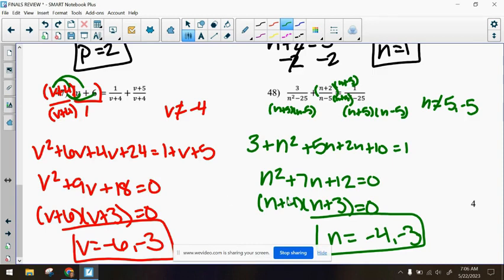And finally, on number 48, I factored n squared minus 25, that is difference of two squares, and then I multiplied the second fraction by n plus 5 over n plus 5. Eventually, these two, 47 and 48, were both factoring problems. So I had to get them equal to 0, factor, and then solve.